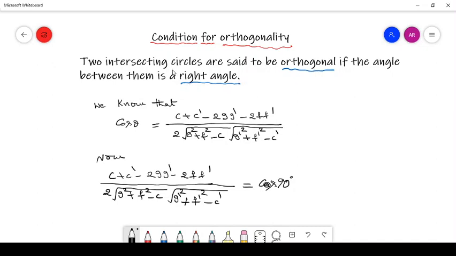The angle between the two intersecting circles is a right angle. A right angle is nothing but 90 degrees.